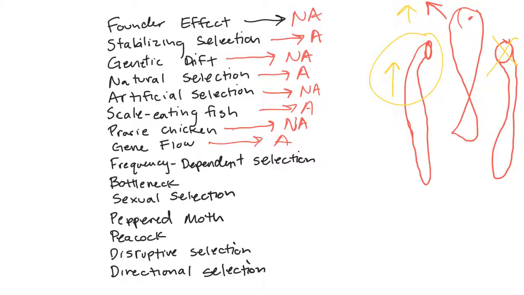All right, frequency-dependent selection. That's really what I described with the fish, but then there was also the example with the water boatmen, the little bugs. So we already decided that was adaptive. All right, bottleneck effect. Sexual selection.